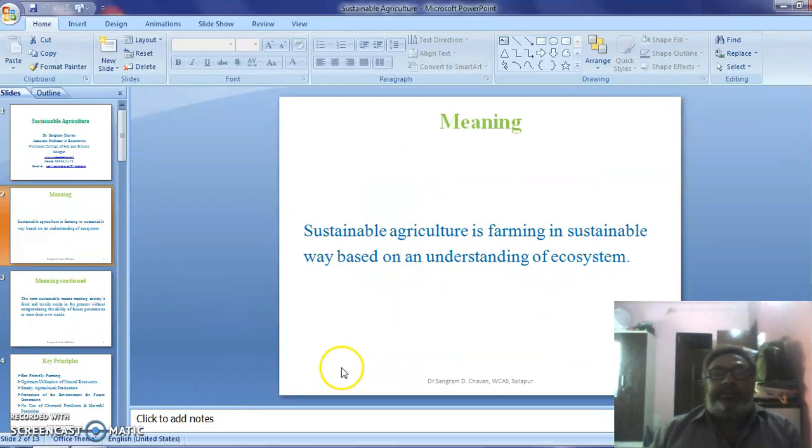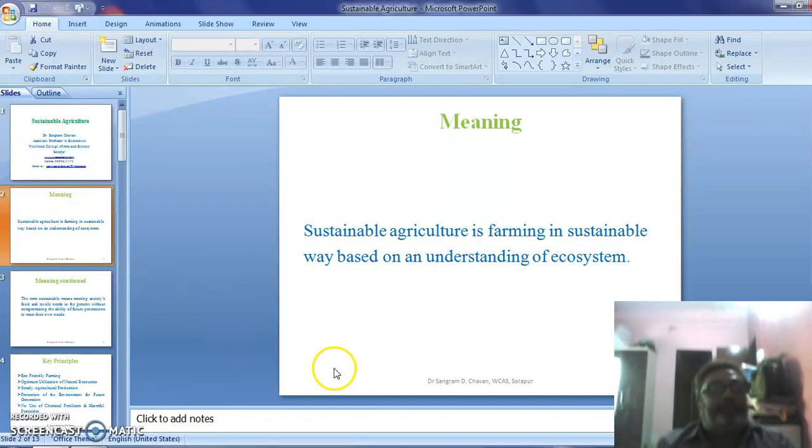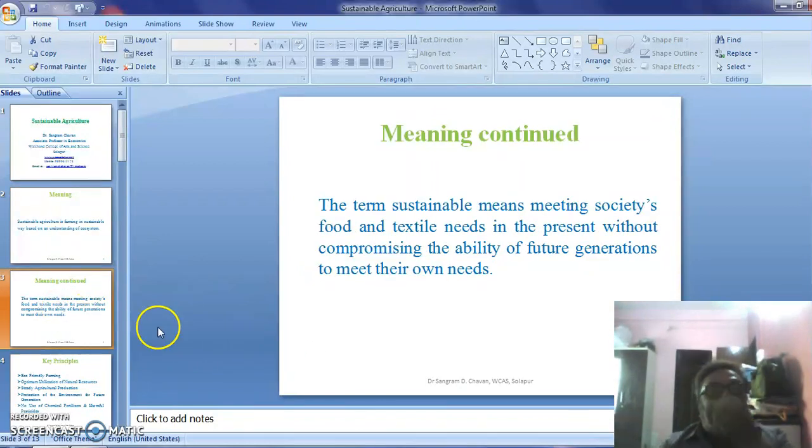The meaning of sustainable agriculture is farming in a sustainable way based on an understanding of the ecosystem. The term sustainable means meeting society's food and textile needs in the present generation without compromising the ability of future generations to meet their own needs.